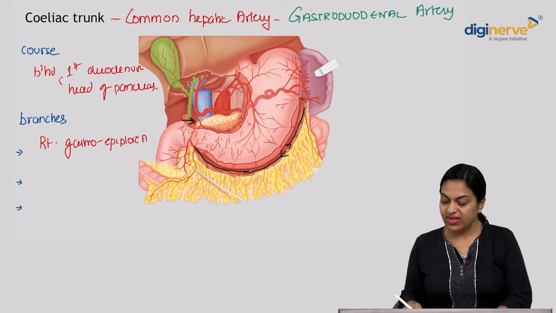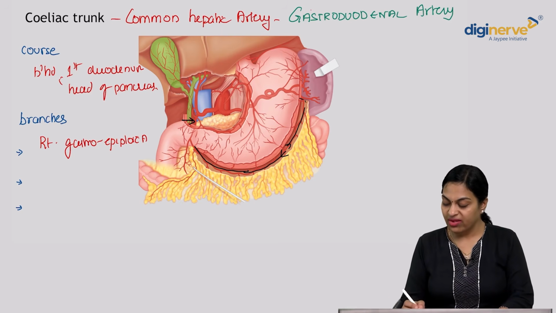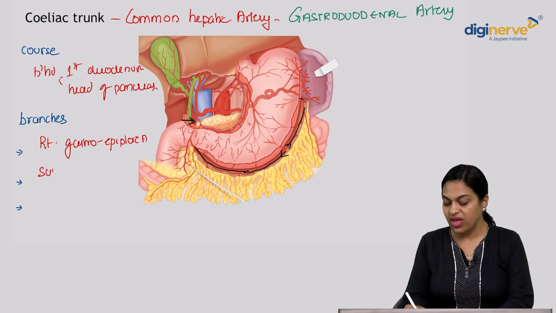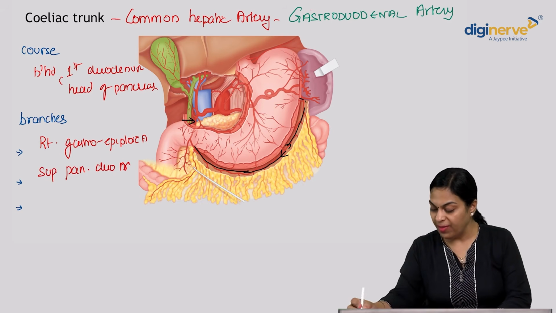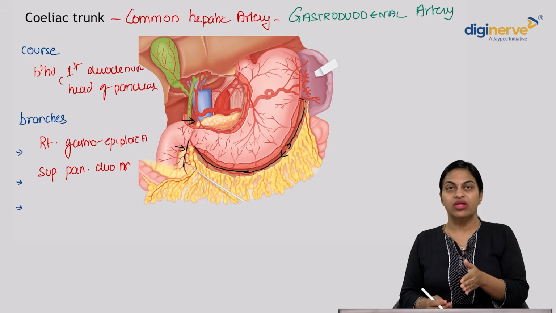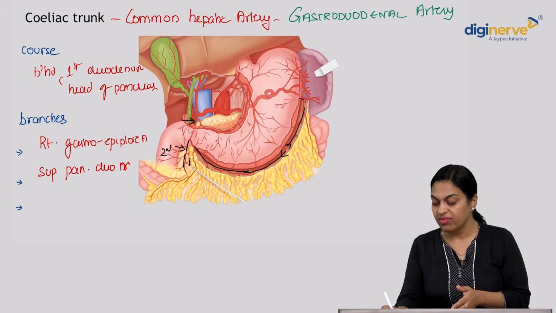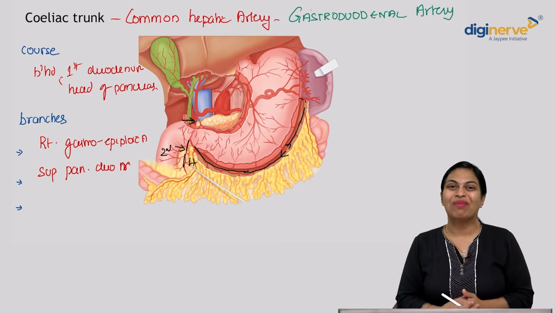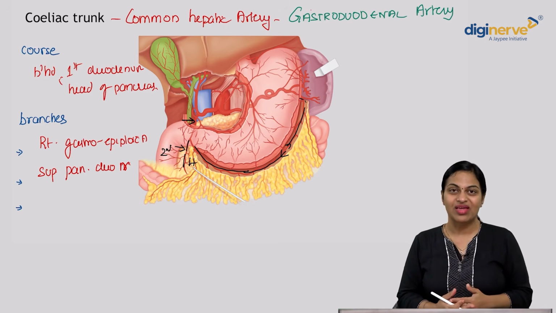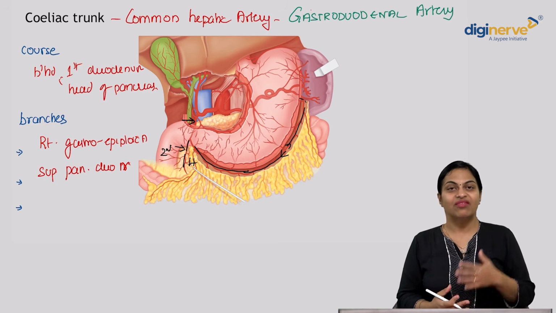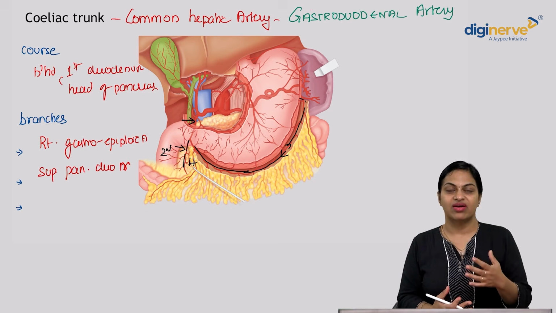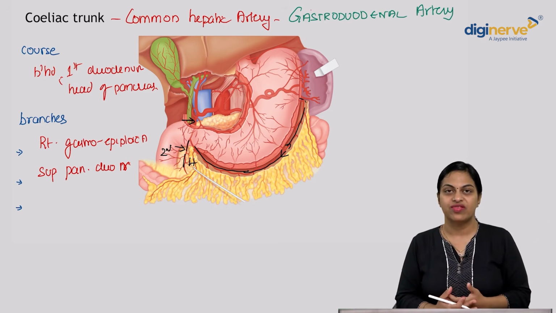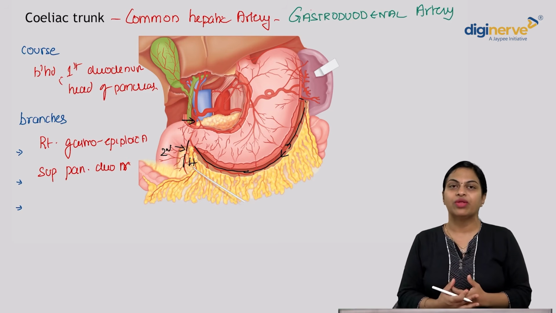And then this gastroduodenal artery will give rise to the superior pancreatico-duodenal artery. This superior pancreatico-duodenal artery that you see here runs between the second part of the duodenum and the head of the pancreas. It will anastomose with the inferior pancreatico-duodenal artery, a branch from the superior mesenteric artery. From this anastomosis, branches will arise to supply the anterior and the posterior surface of the duodenum as well as the head of the pancreas.